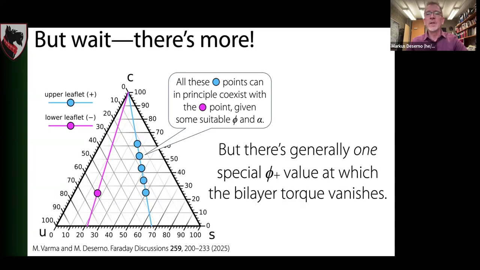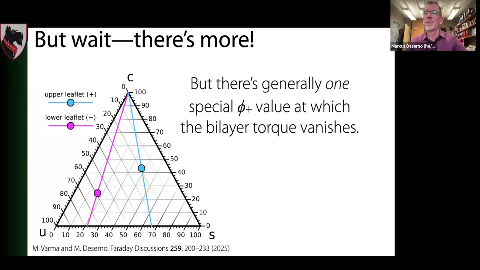And so among all these points, there's probably one special point where the torque happens to be 0. And if that's the case, at this particular special point, I can make stable GUVs, giant unilamellar vesicles, because they want to be flat. So I have to get the torque to 0. So let's say it's that point. So these 2 points now not only chemically coexist, they also mechanically give rise to a stable bilayer that wants to be flat, and therefore I can make giant unilamellar vesicles out of this.